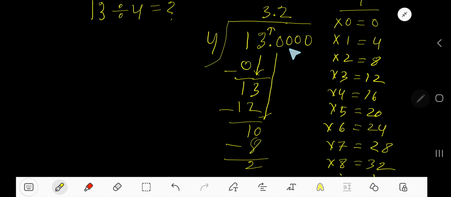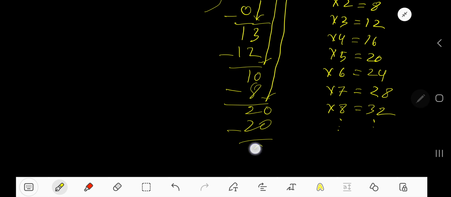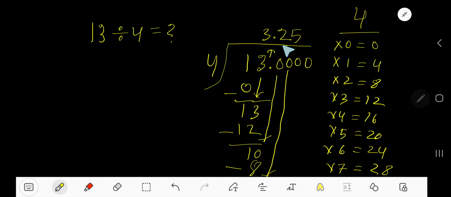Bring down the next 0. 4 goes into 20 how many times? 4 goes into 20 5 times. Write 5. 5 times 4, 20. Subtract, 0. So our answer is 3.25.